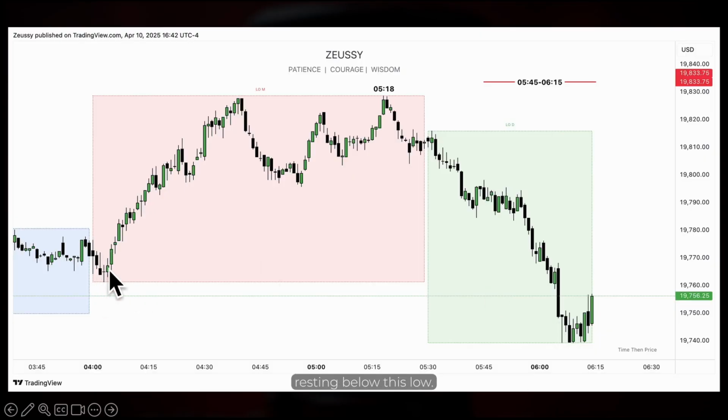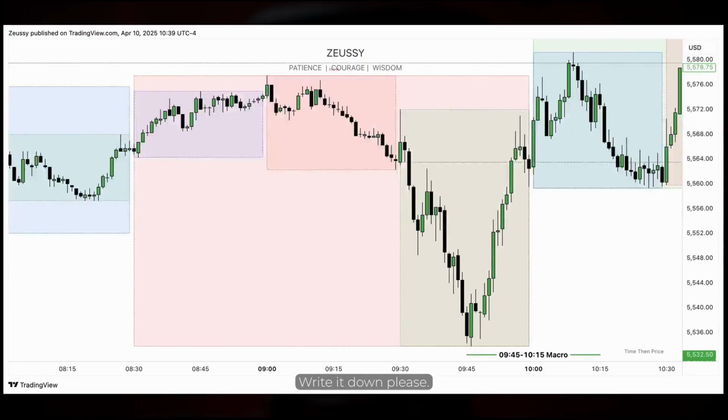When it comes to delivery like this, it's important to note that whenever an SMR forms outside of a macro window, we pay attention to the next macro window to anticipate when the next expansion is going to take place. Write it down, please.